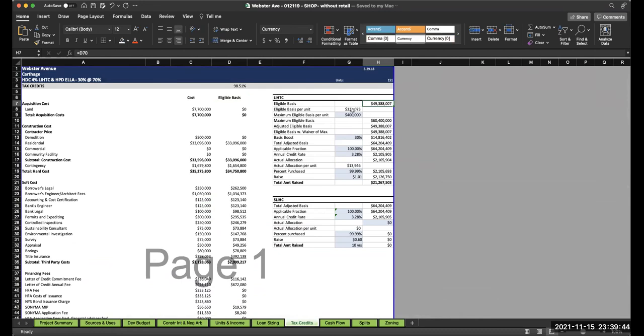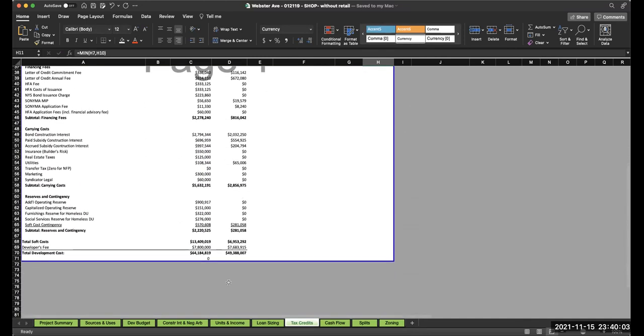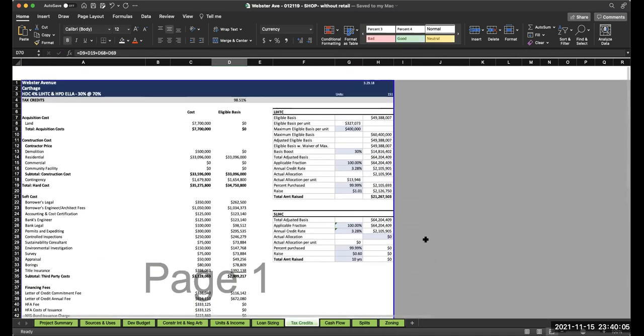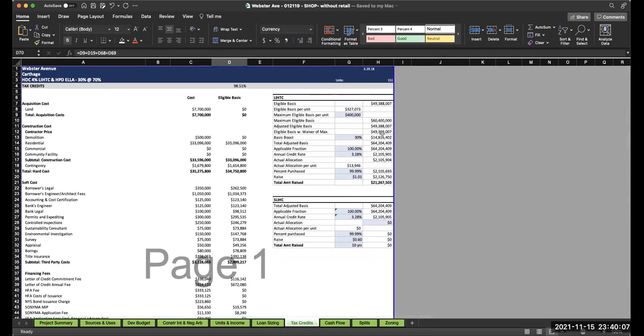So you do an eligible per unit basis, a max of 400, which are under that. We have now an eligible basis of 151 units. If we had the maximum, in this case, it is actually 49,388, which is totaled right here, right? We have an eligible basis of 49.